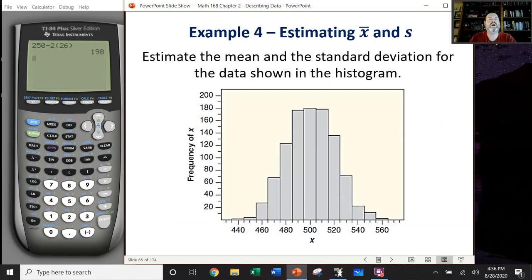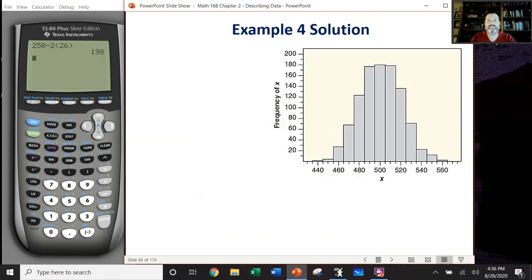All right, so let's go backwards. What if we're given a bell-shaped graph, and we have to estimate X bar and S? We went forward in the last problem. How do we do it going the other direction? All right, so where is the mean of this distribution? Think back to what we did at the end of the last section. For a symmetric graph, the mean and median are the same, and the median is the middle. So X bar is just the center of the graph. It's going to be 500, right? It's going to be right here.